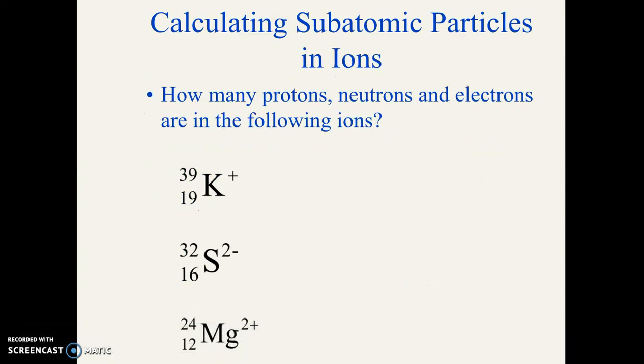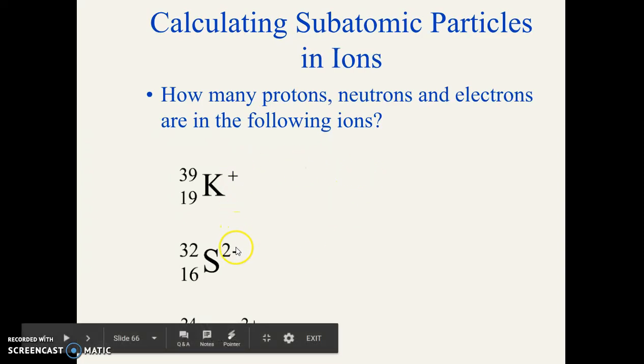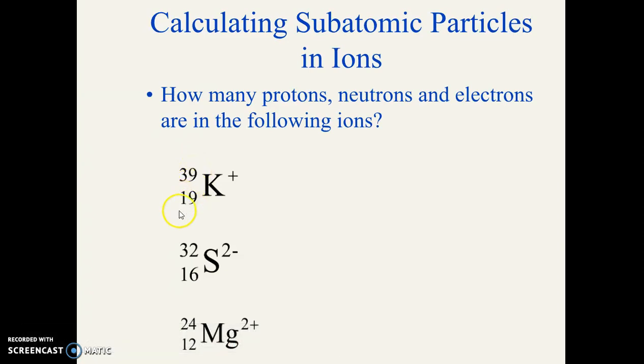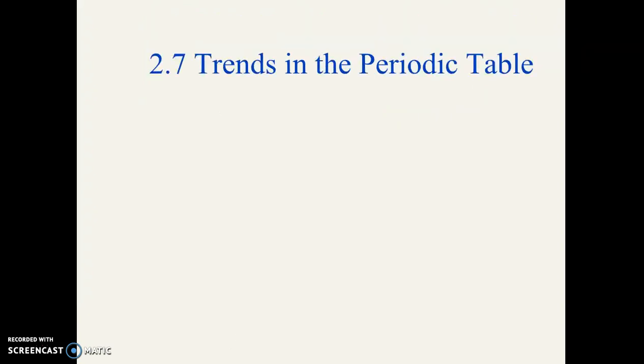So calculating subatomic particles in ions, you should be able at this point to tell me how many protons, neutrons, and electrons are in each one of these. And we know these are ions because they've got charges on them. The mass number is protons plus neutrons. The bottom number is the number of protons. And then you can use that to figure out the number of electrons. So you should be able to complete this at this point. And we'll go over these 3 if we need to during class.